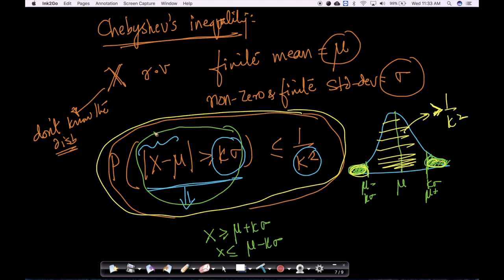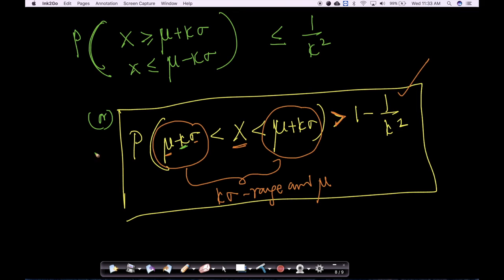Of course, if you want to prove this, I'll give some reference links. It requires you to have some comfort in proving theorems in probability, and there are some other results, like Markov's inequality, that you need to be comfortable with. But it's a very simple idea from an applied standpoint. What it is literally saying is, what is the minimum percentage of points that will lie within k standard deviations around the mean? Literally, that's what it's trying to convey to you.